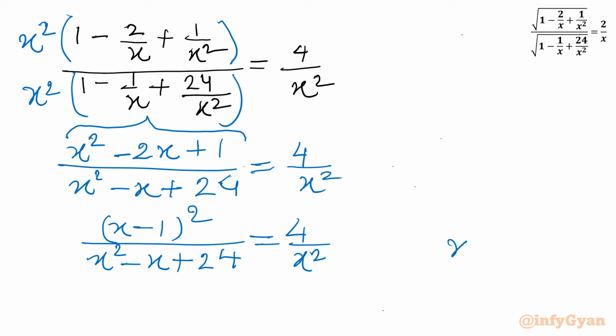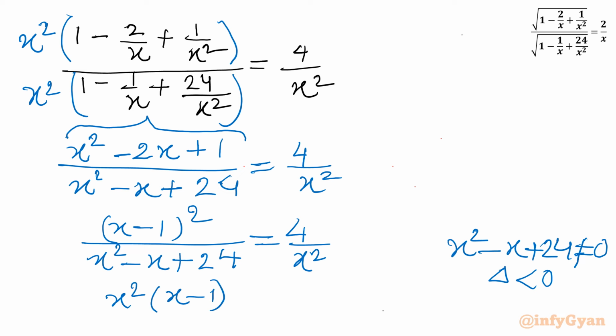Now you can see x square minus x plus 24. This cannot be 0 for real solutions. The discriminant is negative, so no constraint. Now we can cross multiply. So x square times (x minus 1) whole square equal to 4 times (x square minus x plus 24).